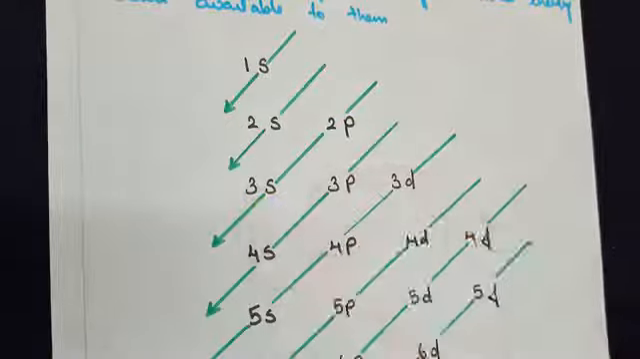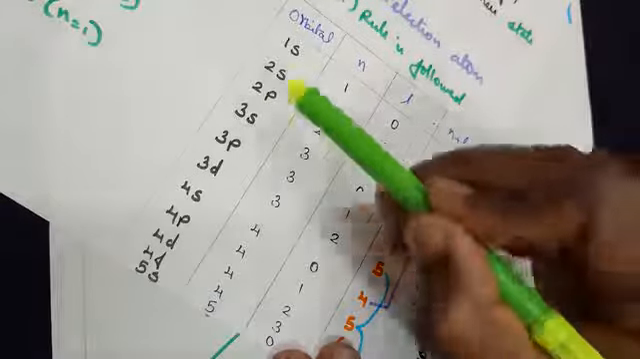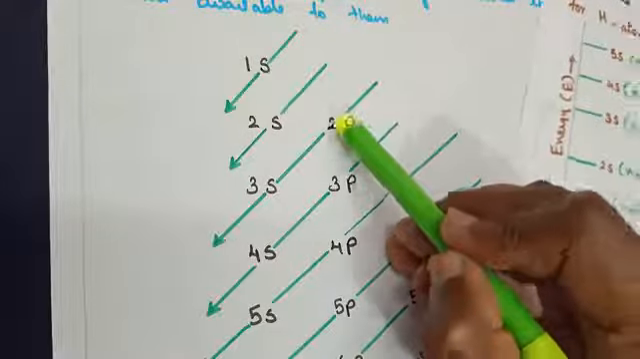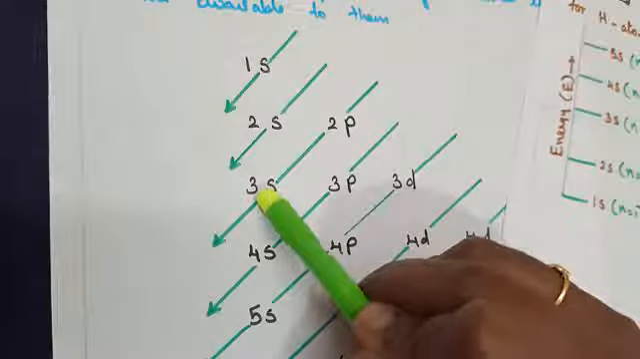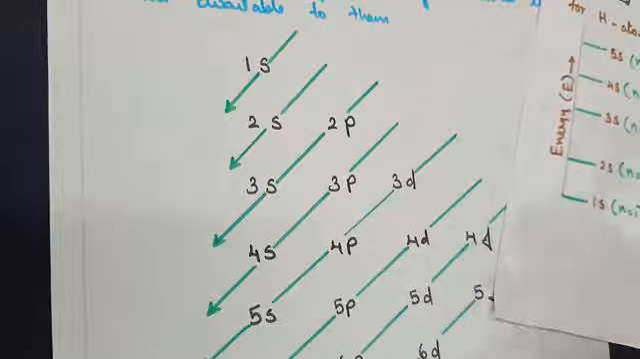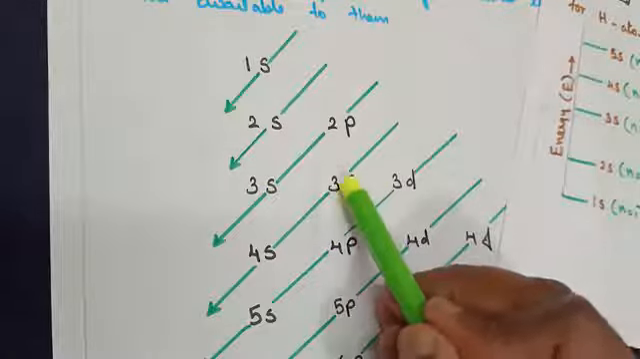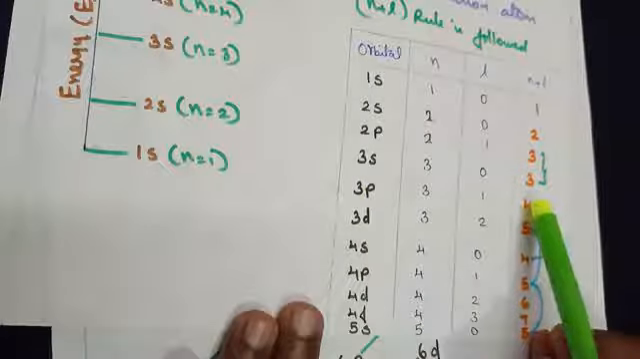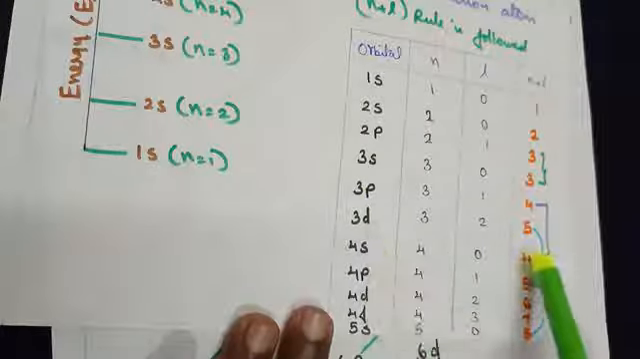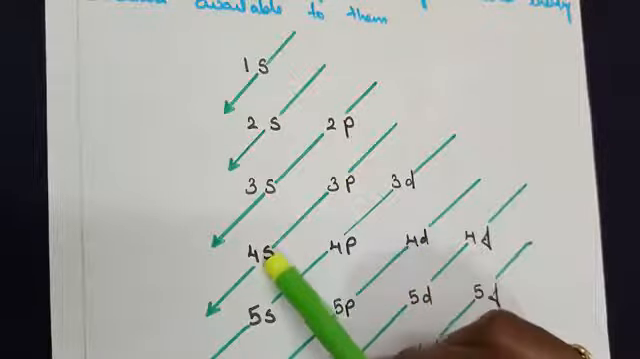2p followed by 3s. Do you remember the energy value that you got? 2p has a 3 as the energy value. 3s also has a 3 as the energy value. Hence, we write 2p followed by 3s orbital when writing the electronic configuration. Next, 3p followed by 4s. Do you remember? 3p's value is 4, and the 4s value is also 4. Hence, 3p is followed by 4s.